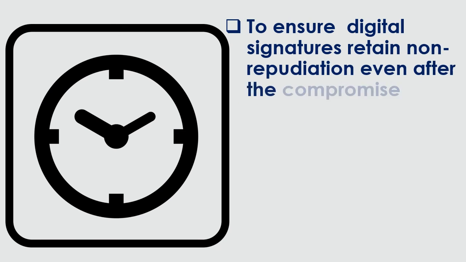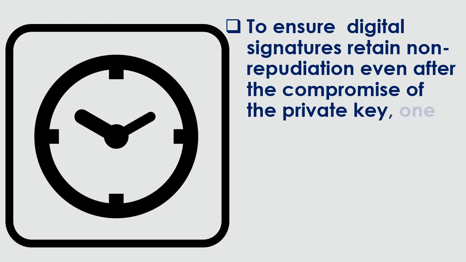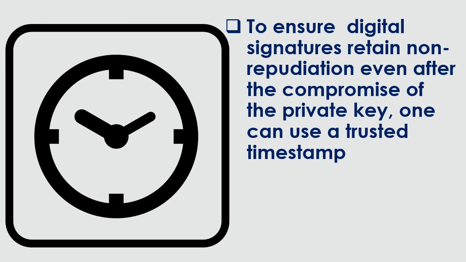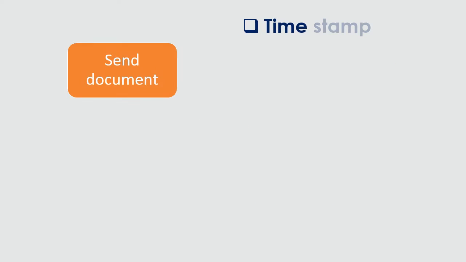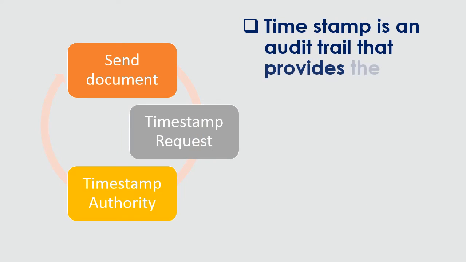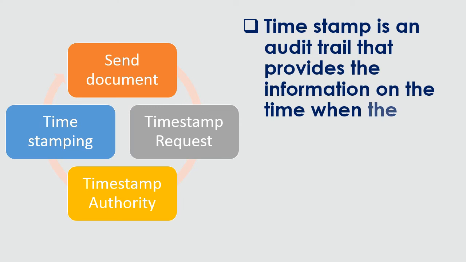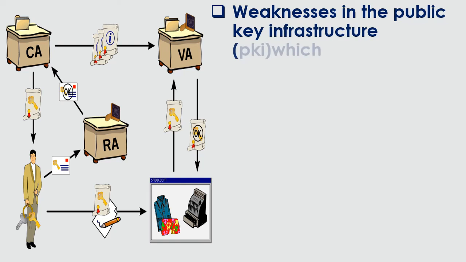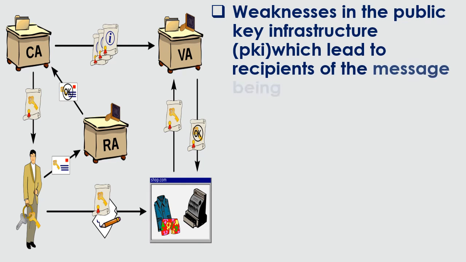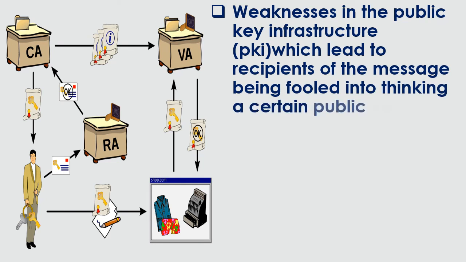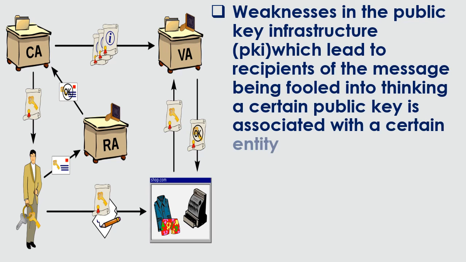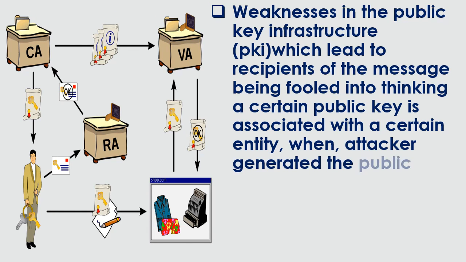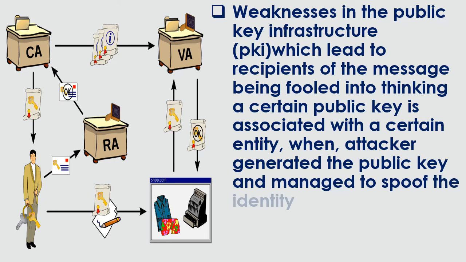To ensure digital signatures retain non-repudiation even after the compromise of the private key, one can use a trusted timestamp. Timestamp is an audit trail that provides the information on the time when the message was sent. Another risk is weaknesses in the public key infrastructure, PKI, which lead to recipients of the message being fooled into thinking a certain public key is associated with a certain entity, when an attacker generated the public key and managed to spoof the identity.